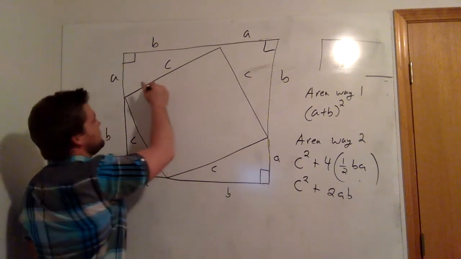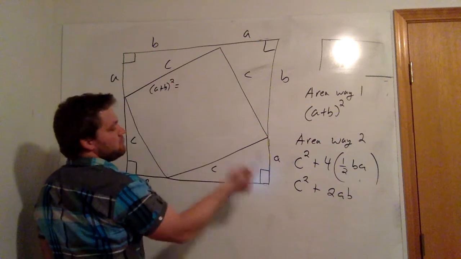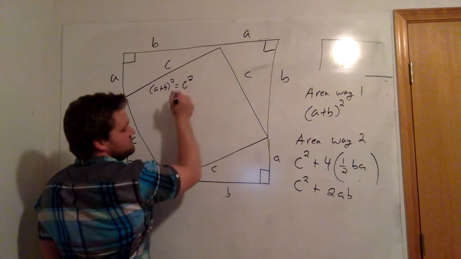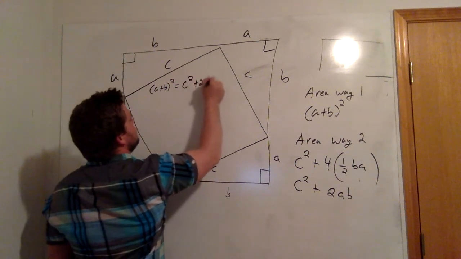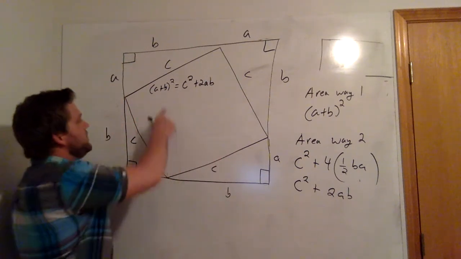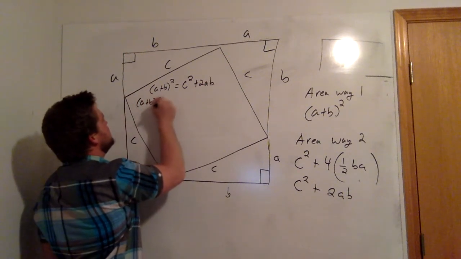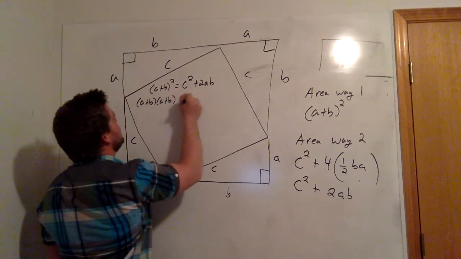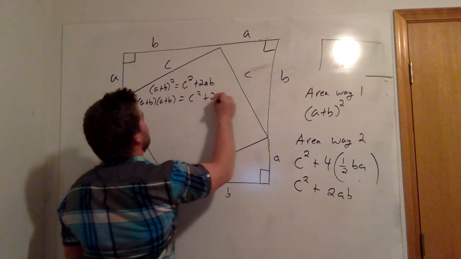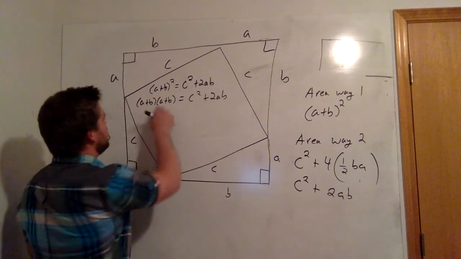So what I must have that's true is that (a plus b) squared must be the same thing as c squared plus 2ab. This must be true. So let's go ahead and FOIL this out. This is the same thing as (a plus b) times (a plus b) would be equal to c squared plus 2ab. If we go ahead and FOIL this out, I'll get a times a.